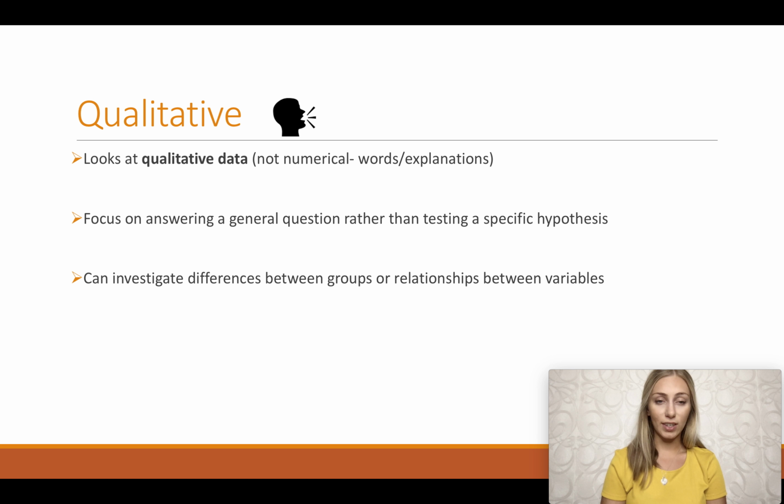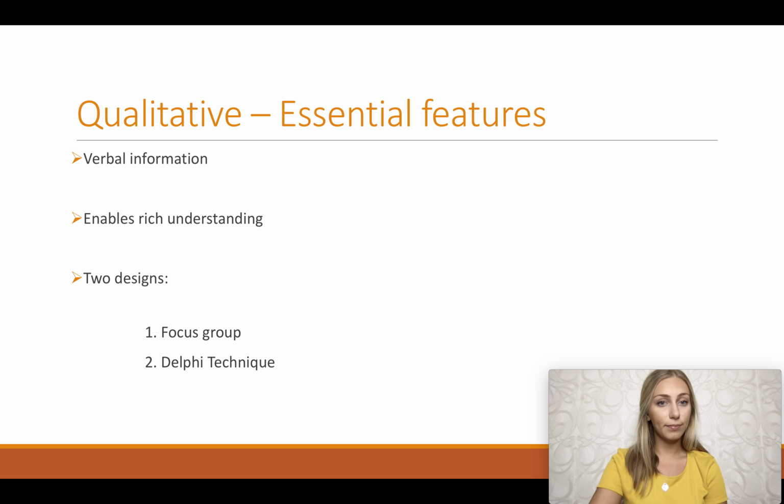Okay, qualitative design. This is the third design that we'll be looking at. This looks at qualitative data, so it's not looking at numerical data like percentages and numbers. We are looking at words and explanations, so someone having a discussion. The qualitative design focuses on answering a general question rather than testing a hypothesis. It also can investigate the differences between groups and relationships between variables.